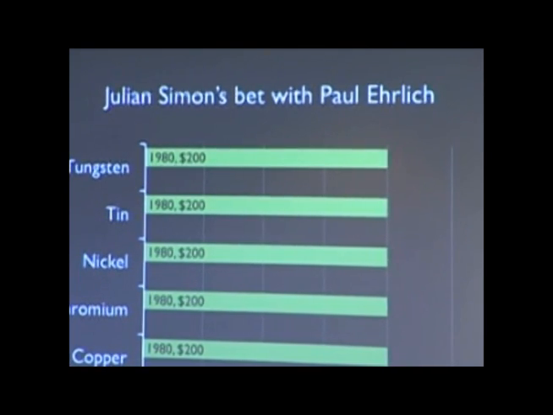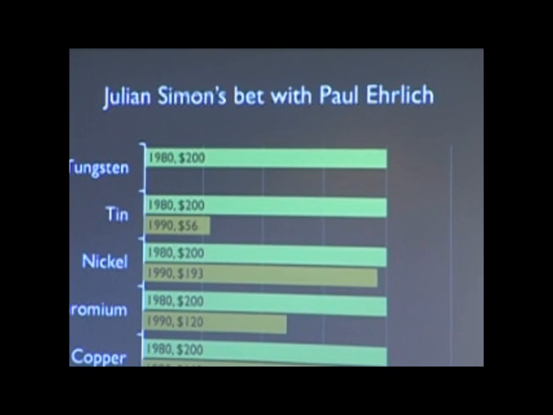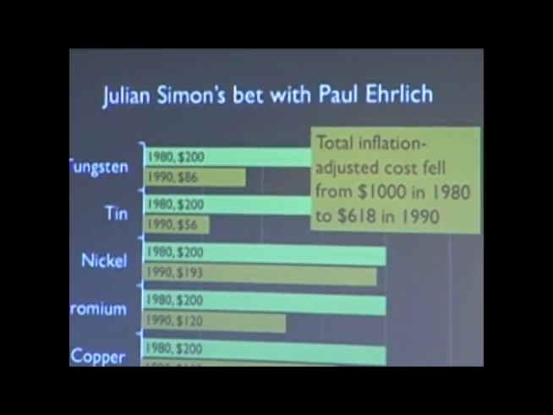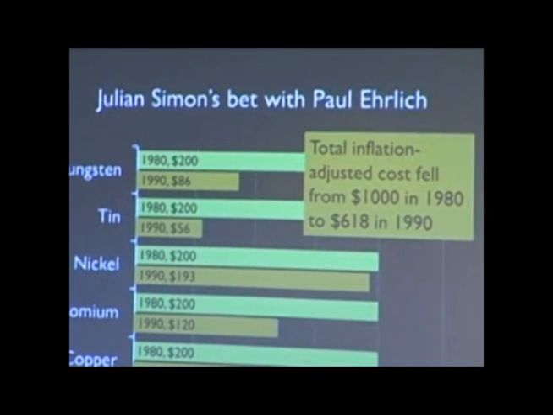So the way the bet worked was they basically entered into a futures contract. They took $200 worth of each of these 5 minerals, so they cost $1,000 in 1980. And then 1990, the question was, what could you buy those for in 1990? And the answer is $200 of copper you could buy in 1990 for $163, chrome for $120, nickel for $193, tin for $56, and tungsten for $86. These are all inflation-adjusted prices, although even if you didn't adjust for inflation, the prices went down. So the $1,000 worth of minerals in 1980 cost $618 in 1990. So Ehrlich had to write Simon a check for the difference.